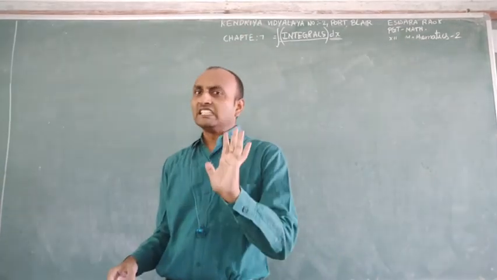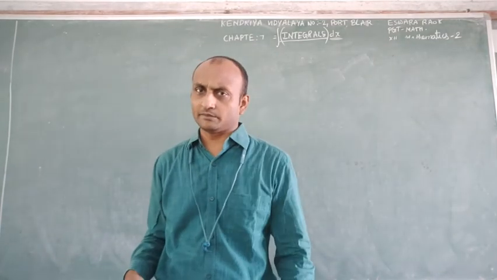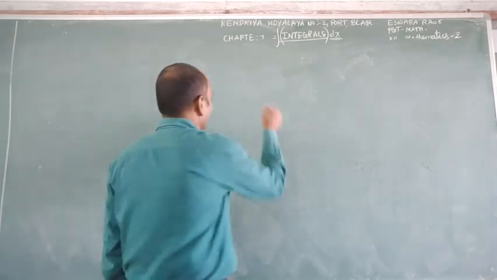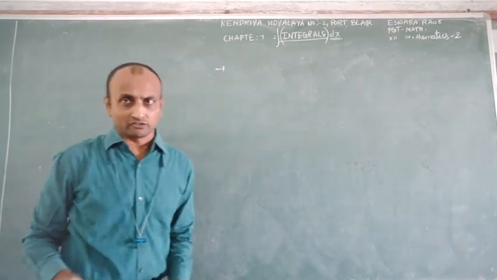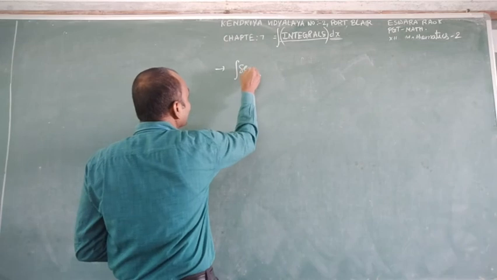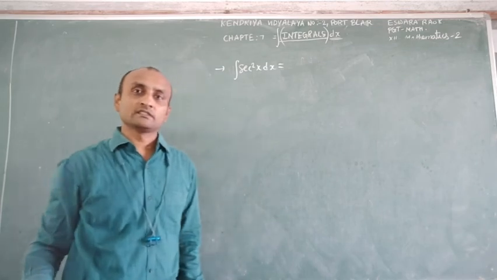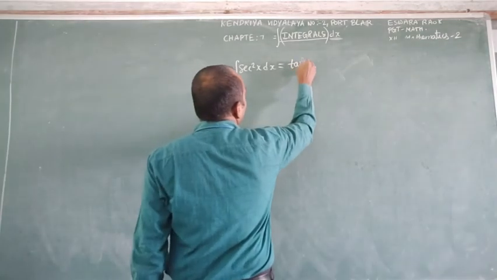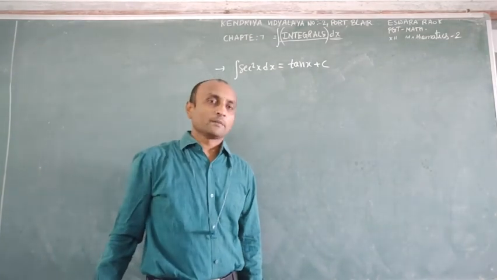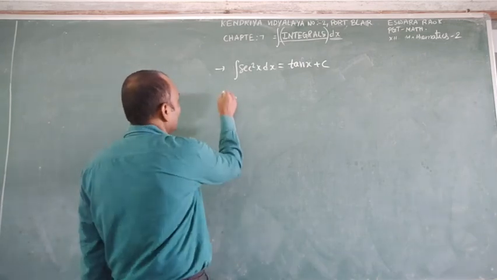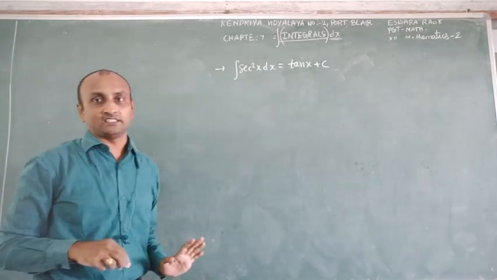See, one question, how many ways they ask. One question, in how many ways they ask in the exam, you see that. I take only one formula and explain the many ways it can be asked. See, integration of secant square x into dx. What is integration of secant square x into dx? Which is tan x plus c. This is the formula. Integration of secant square x into dx is tan x plus c.